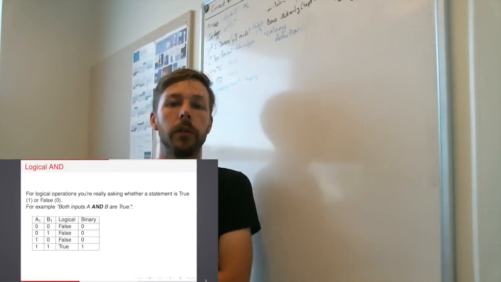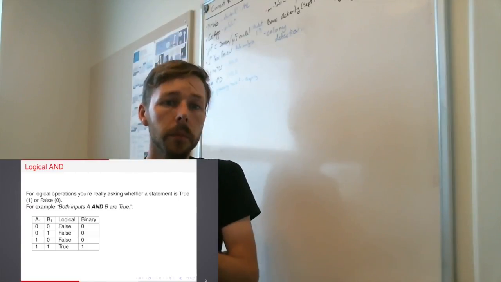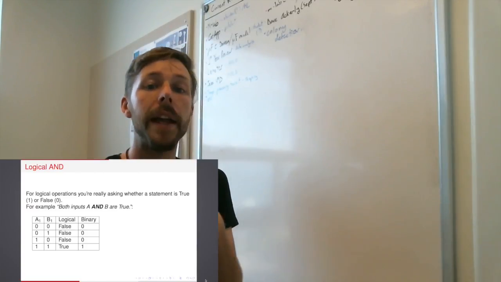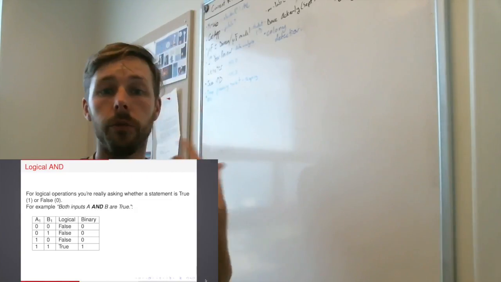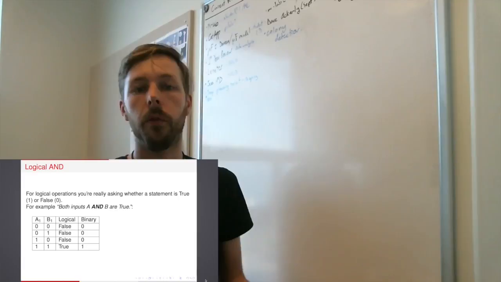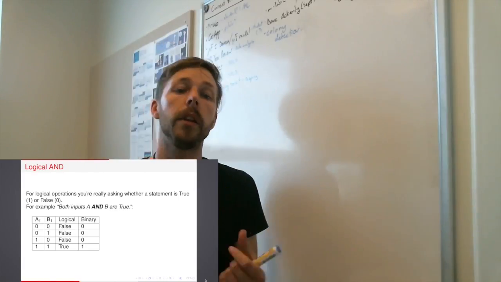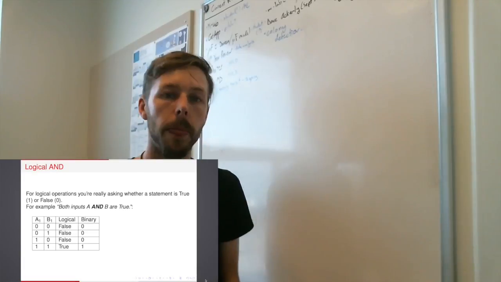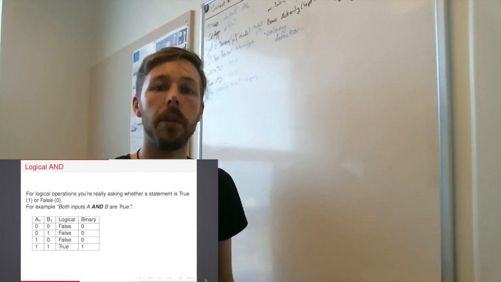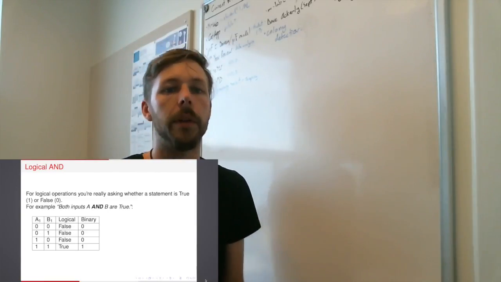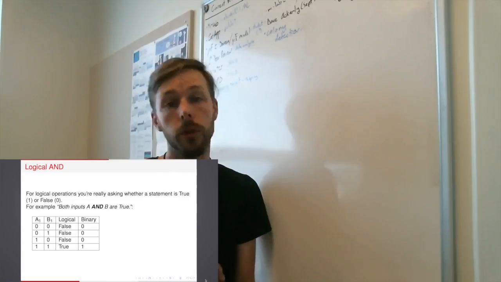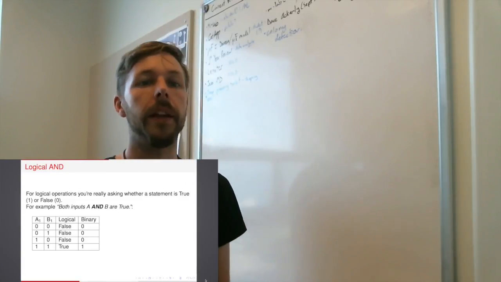AND is one of the fundamental logical operations, and it's really just asking a simple question. It's asking you to answer the question, are both inputs A and B true? If that statement is true, then you should return 1, and if it's not true, you should return false. So, for example, here I've got 4 different possible combinations. If our combining numbers are both 0, and we ask that question, are both inputs A and B true? No, that's not true, therefore our logical statement is that that's false, and so AND would return false, and the binary equivalent of that is 0.